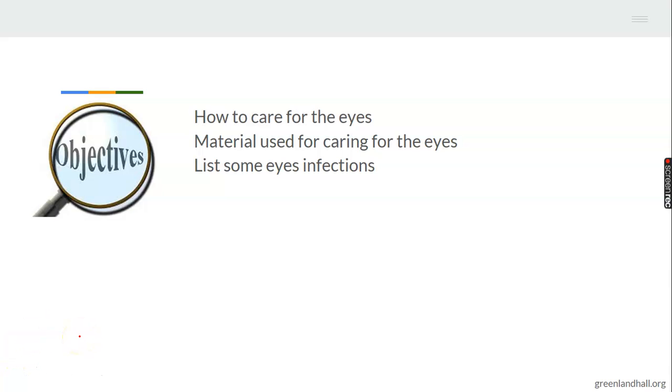So our objectives for today is that you should be able to stand out and tell me how to care for the eyes. You should be able to also tell us the material used for caring for the eyes. And you should be able to list some eye infections. It has to do with some eye diseases. So after the lesson, you'll be evaluated on these. Number 1, how to care for the eyes. Number 2, material used for caring for the eyes. And number 3, you should be able to list some eye infections.